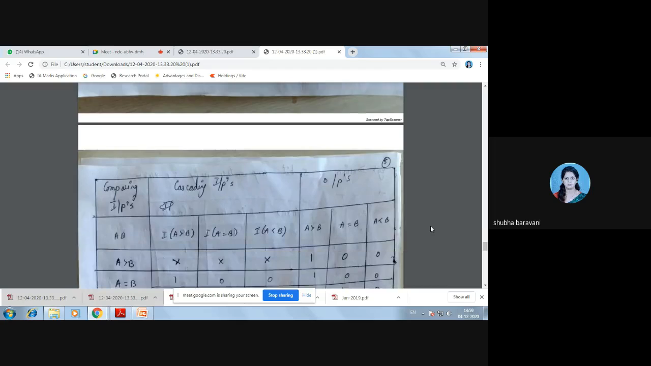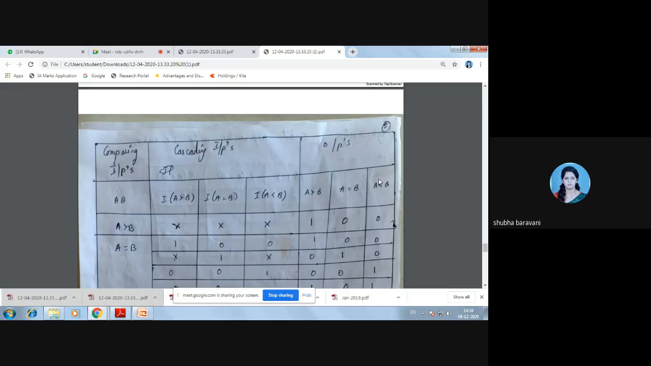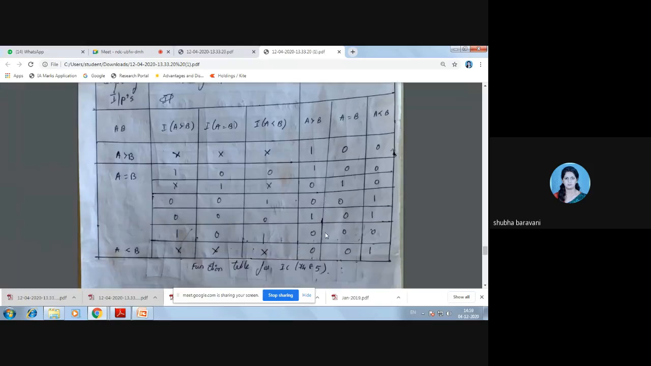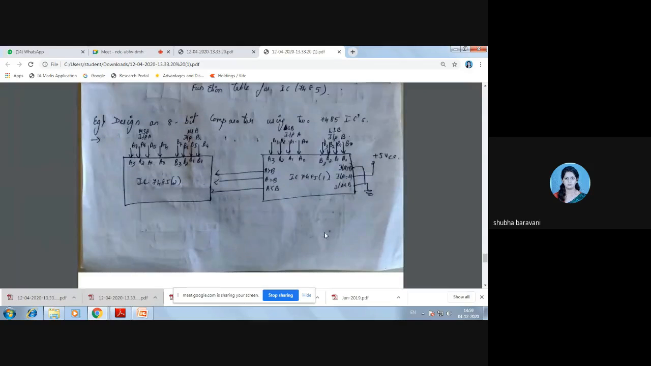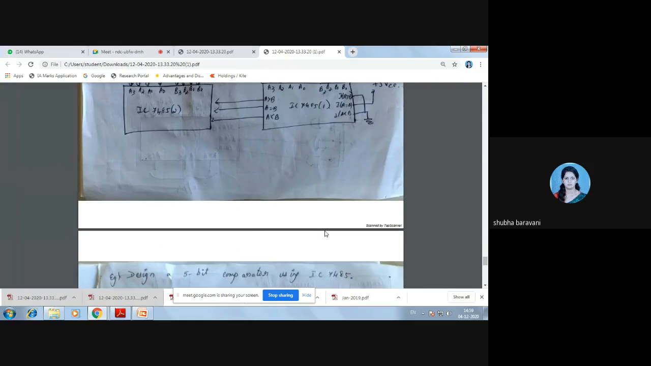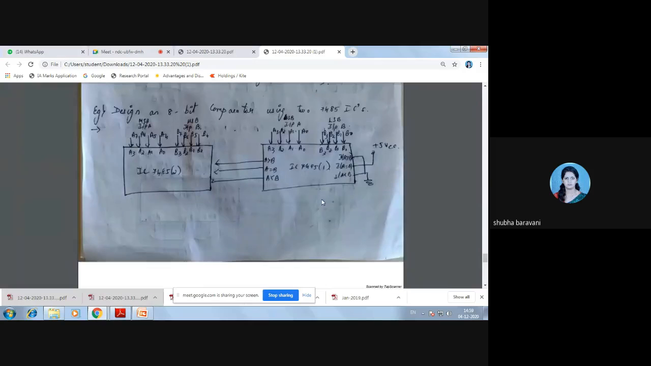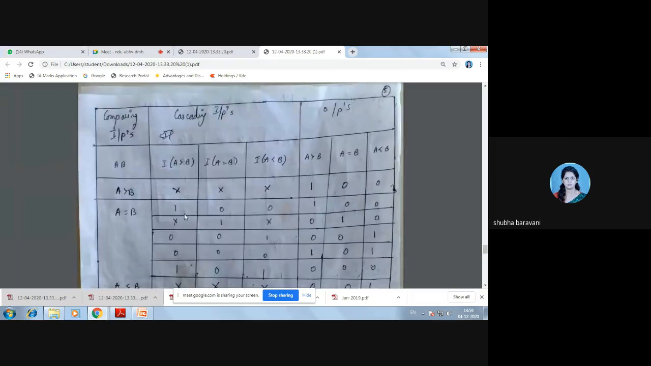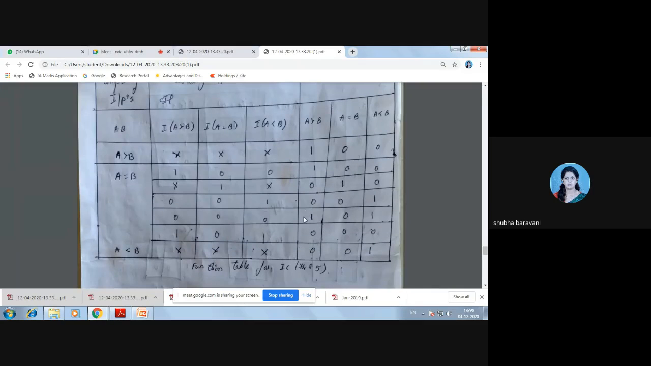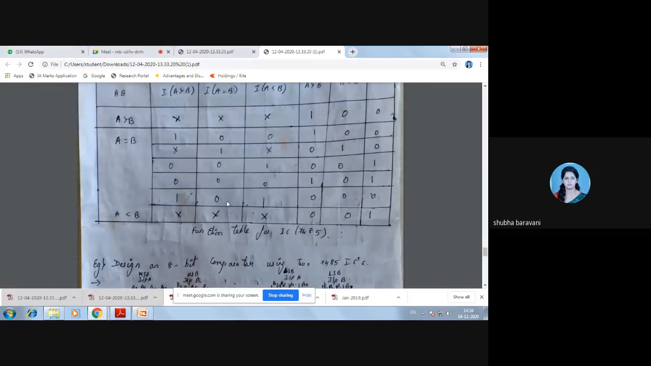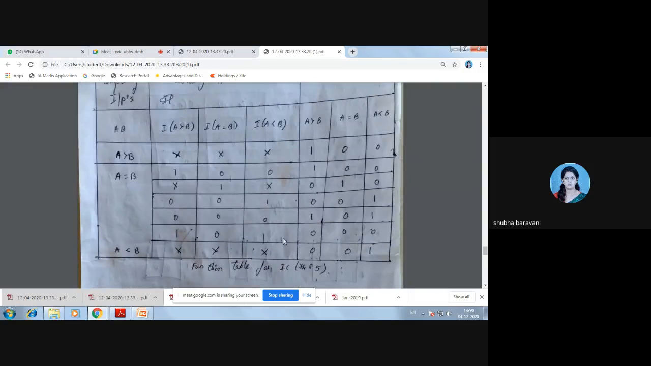I have sent you the truth table PDF. You just go through the truth table, and I'll go through the numericals. You all can do this truth table, right? Will you do the truth table? Yes, ma'am, we will. Just go through it, else we will discuss the truth table in tomorrow's class, only if you have not understood.